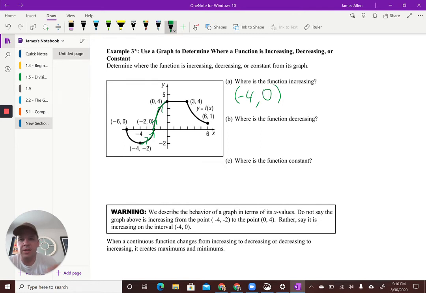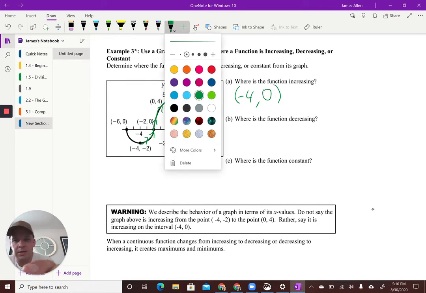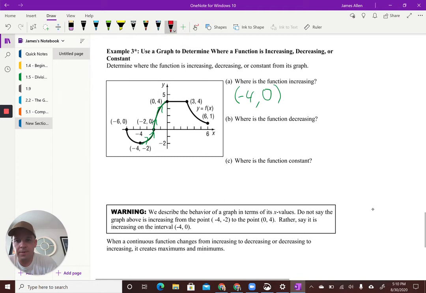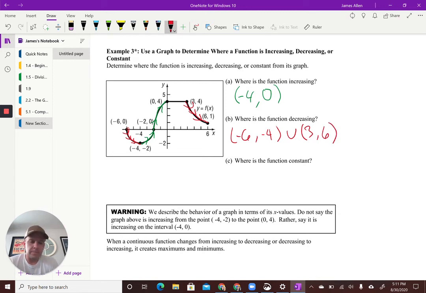So where's the function decreasing? I'll do that in red, as I said. Well, it looks like this stretch is decreasing. Down arrows. All right. And it looks like this stretch right here is also decreasing. So from -6 to -4, and from 3 to 6. Awesome. Wonderful.